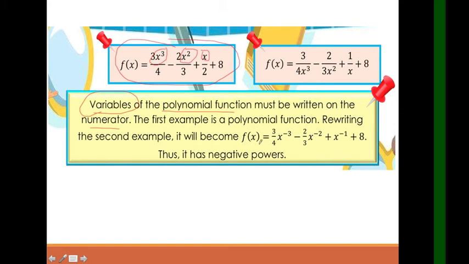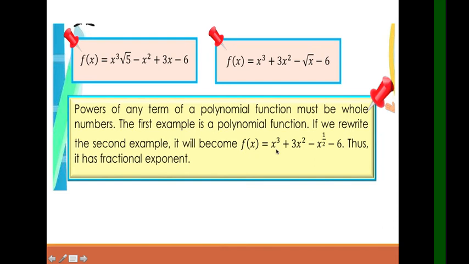become f of x equals 3/4 x raised to negative 3, kasi dahil itataas natin yung ito. And kapag alam naman natin na kapag ginawa natin numerator yan, papalitan natin ng sign ng kanyang exponent. So minus 2/3 x raised to negative 2 plus x raised to negative 1 plus 8. So therefore, they have negative powers. On the other hand, we call them a rational function.